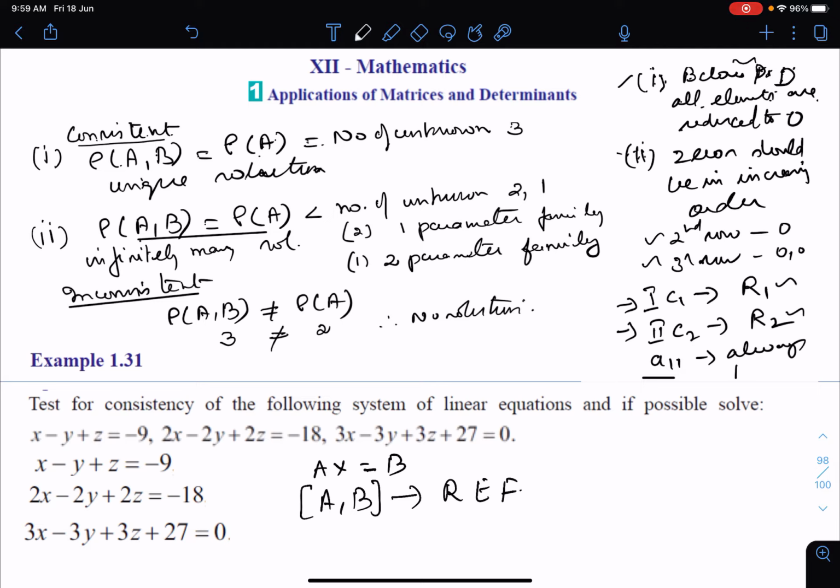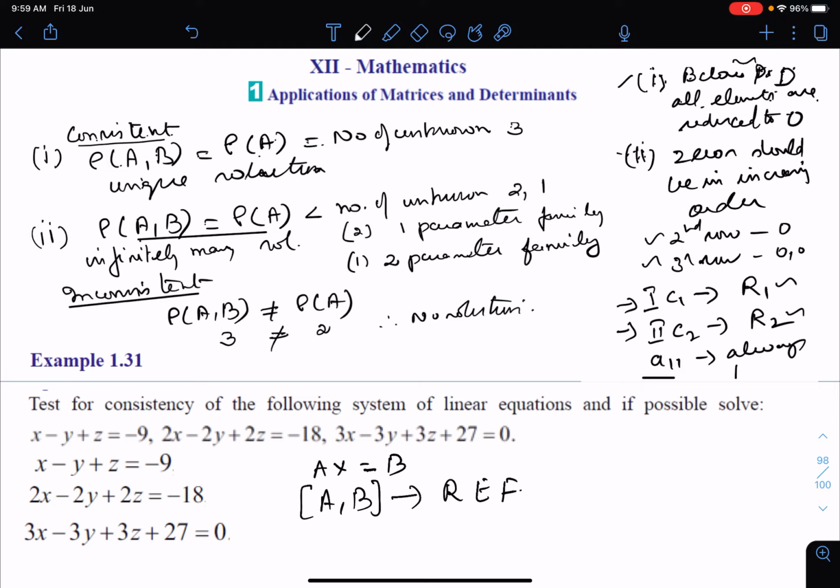As far as consistency is concerned, I have given you the hints. When will you say a system is consistent or inconsistent? After reducing to row echelon form, we write the rank of the augmented matrix AB and the rank of A. And the number of unknowns we know from the given system of linear equations. So if the rank of AB equals the rank of A equals the number of unknowns, all three equal, then it is consistent and it has a unique solution.